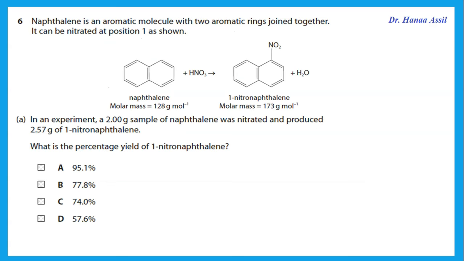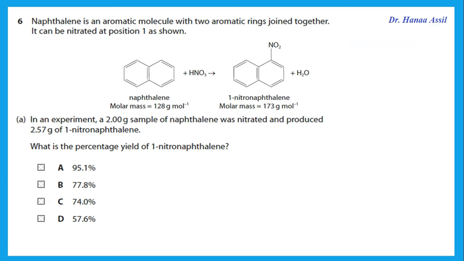Naphthalene is an aromatic molecule with 2 aromatic rings. Remember, we said the word aromatic means a benzene ring in which you have delocalized electrons in the ring. So naphthalene has 2 rings. It can be nitrated at position 1. So we know, just as benzene, we can add nitric acid and put an NO2 on it.